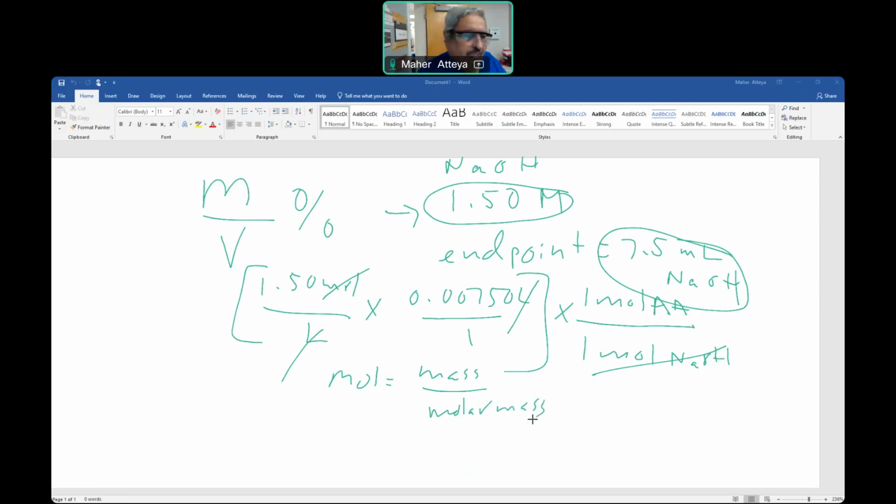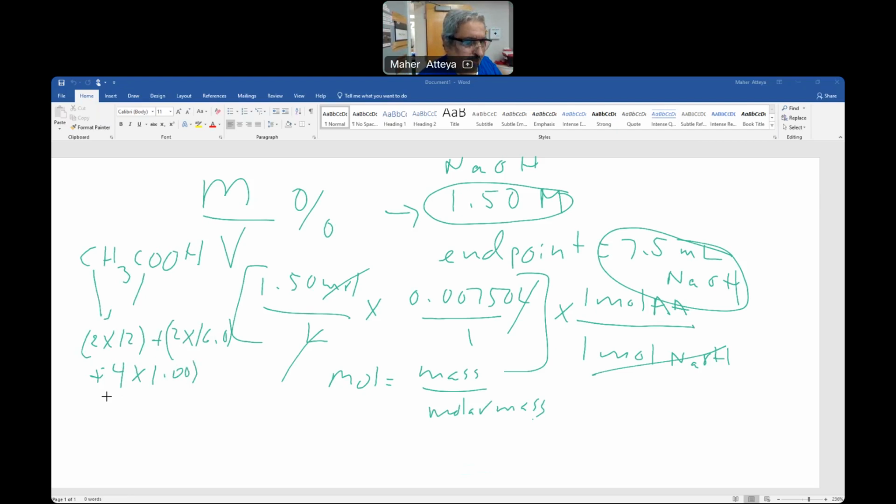Well, the molar mass of acetic acid, CH3COOH: 2 carbons, 2 multiplied by 12, 2 oxygens, 2 multiplied by 16, and 4 hydrogens multiplied by 1.00. So 24 plus 32 plus 4 is 60. So 60.0 gram per mole.